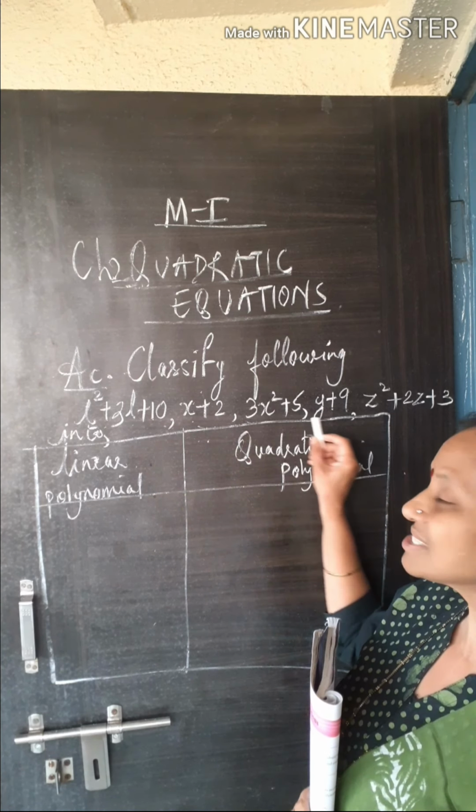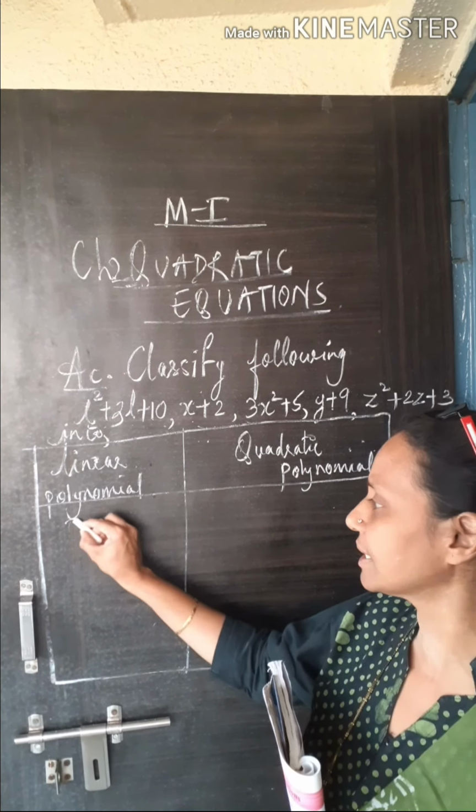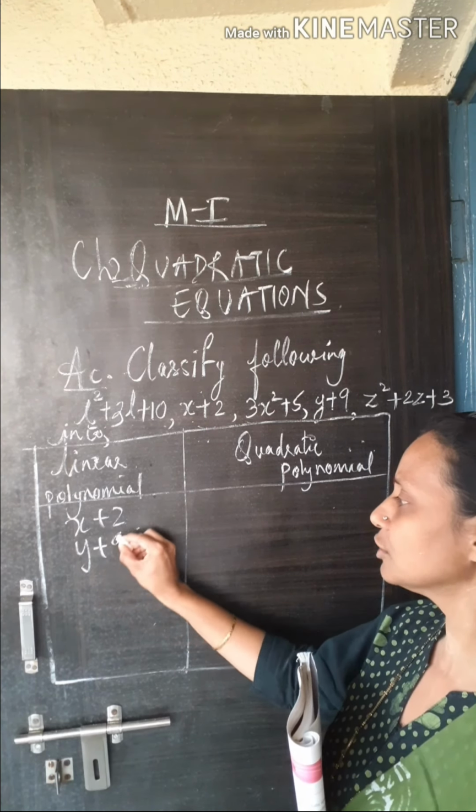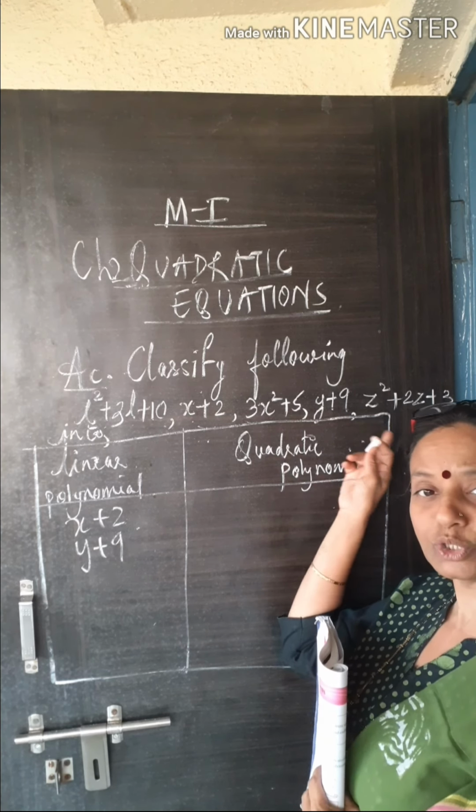So out of this, which is the linear polynomial? Obviously the second one, the x plus 2. Then the next one will be the y plus 9. So these are the two linear polynomials in these particular polynomials.